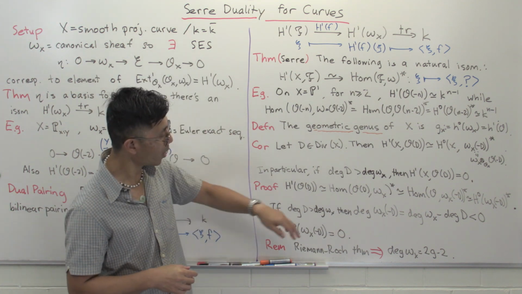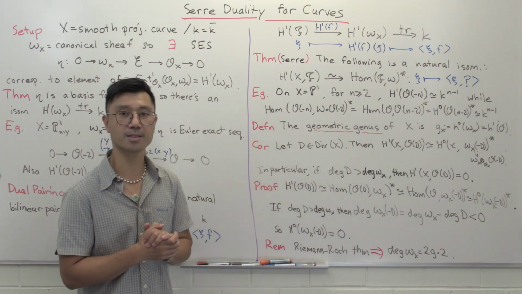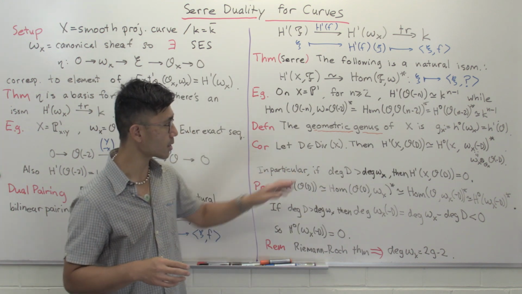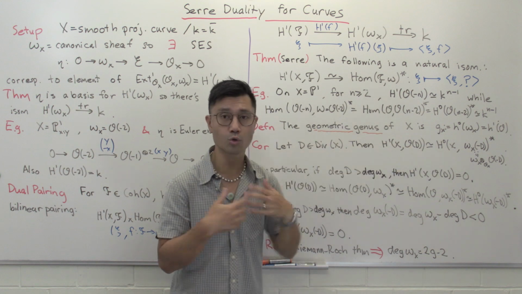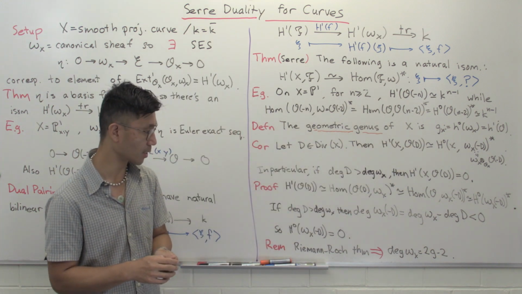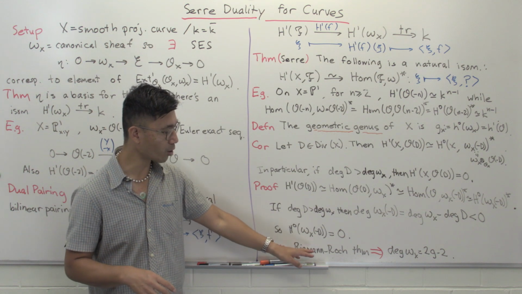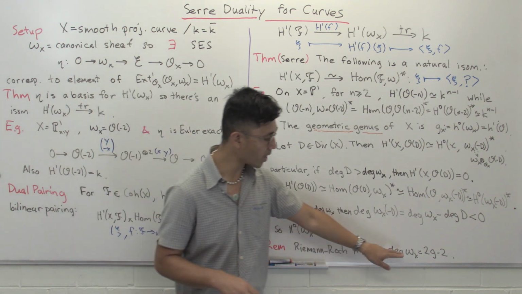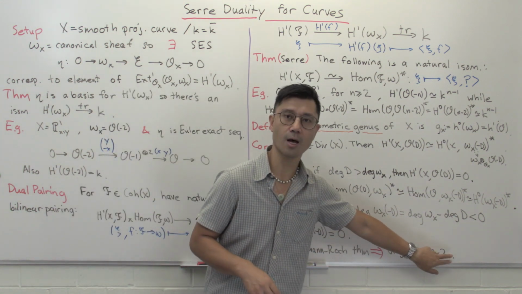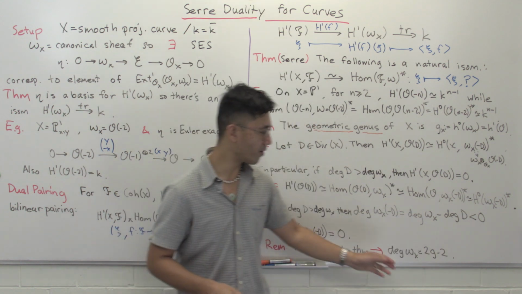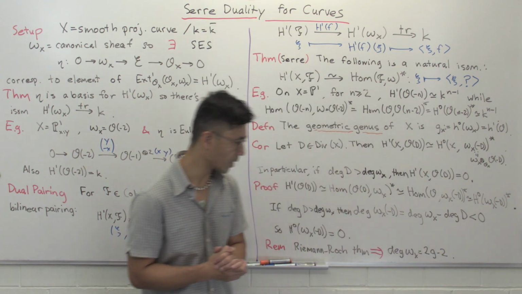If you're wondering what this degree of omega X is, that's something we can state more precisely in terms of the genus, which is the more usual sort of invariant to look at. We'll see in the next video on the Riemann-Roch theorem for curves that the degree of omega X is equal to twice the genus minus 2. So we do have a fairly effective way of looking at that.